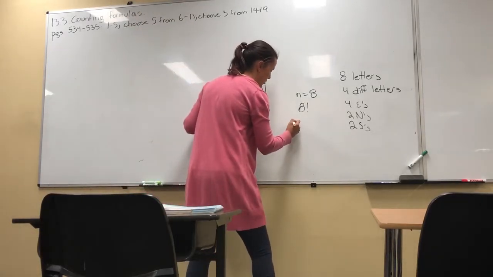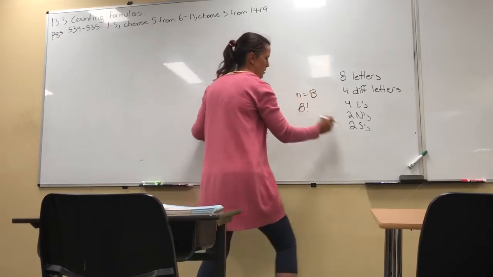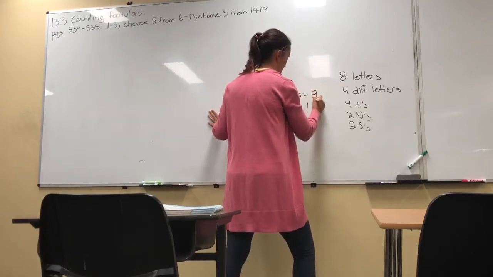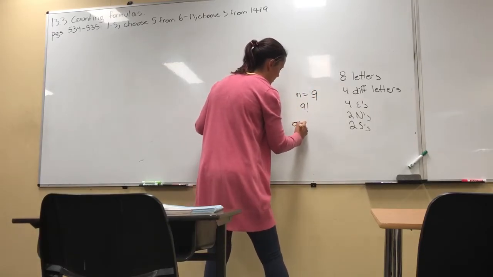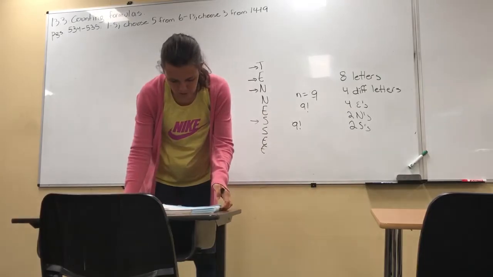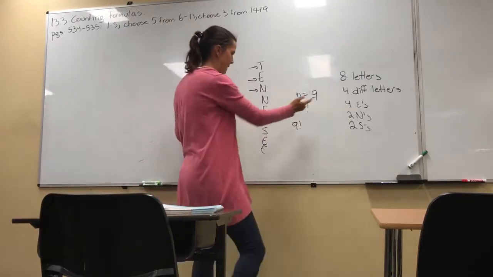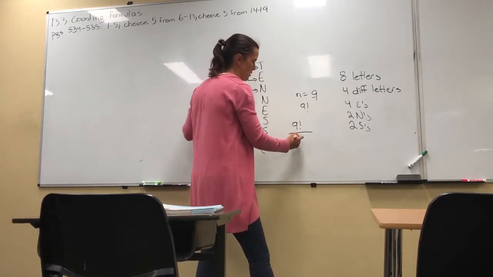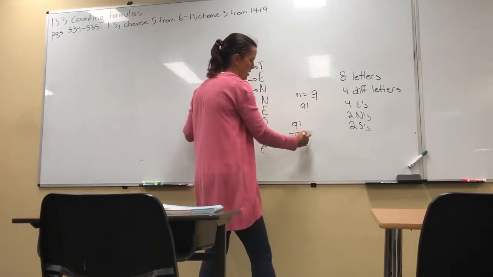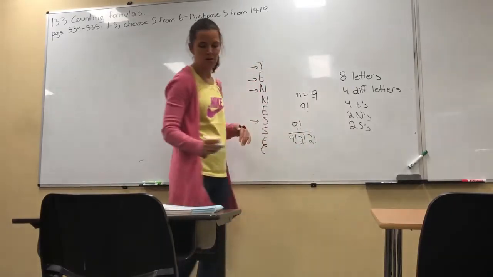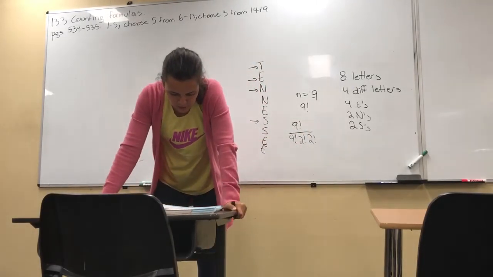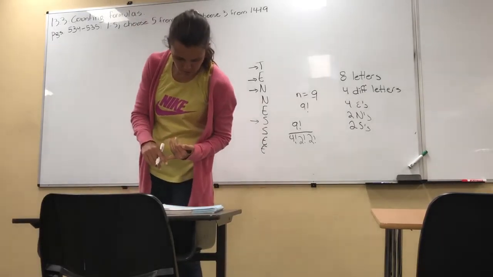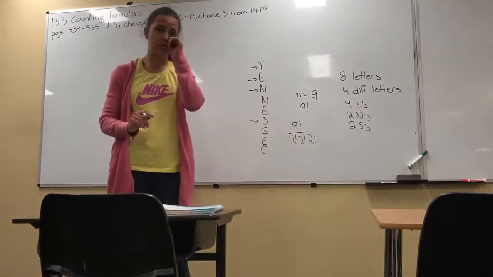We're going to put n factorial, which is not 8. It's 9. So we're going to have 9 factorial, and then we're going to do it over all the different ones that we have repeated. So 4 factorial to account for the E's, 2 factorial to account for the N's, and 2 factorial to account for the S's. Let's make sure that's what they have. Yes, they have 9 factorial over 4 factorial times 2 factorial times 2 factorial.